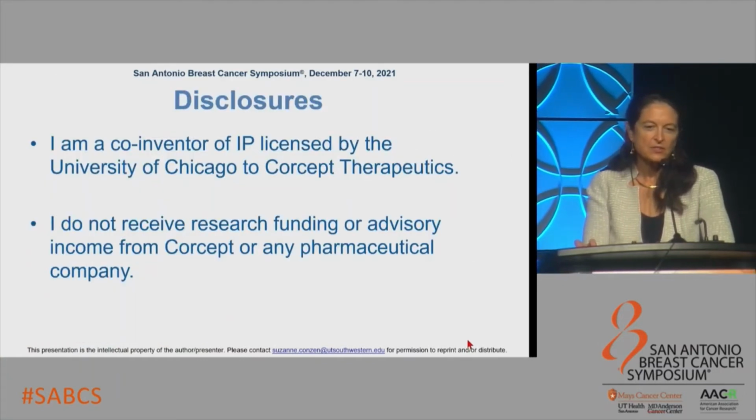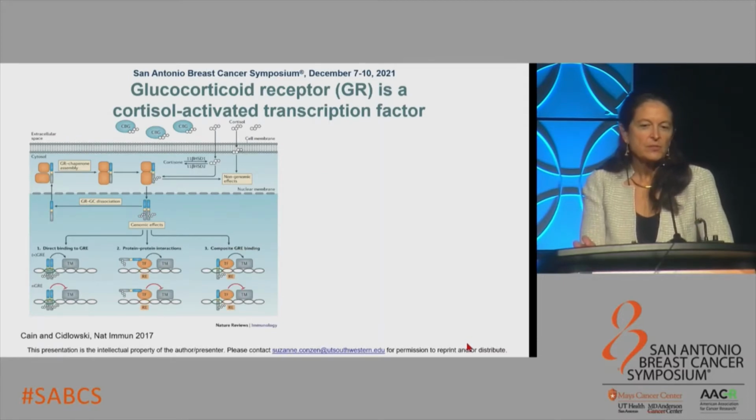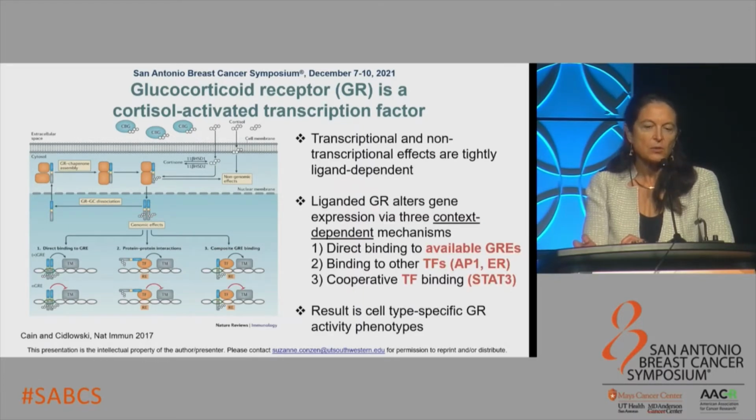Here are my disclosures. Glucocorticoid receptor is a cortisol-activated transcription factor that, much like what Christy and Wayne were talking about, is a transcription factor that responds to nuclear hormone receptors. When cortisol is produced, or patients are given dexamethasone or prednisone in high doses, the glucocorticoid receptor is activated, it dimerizes and binds to DNA directly, as shown over here in figure 1, binding to glucocorticoid receptor response elements.